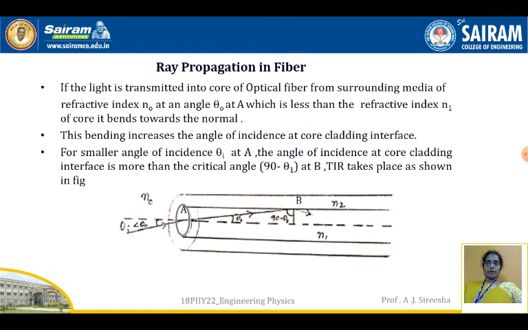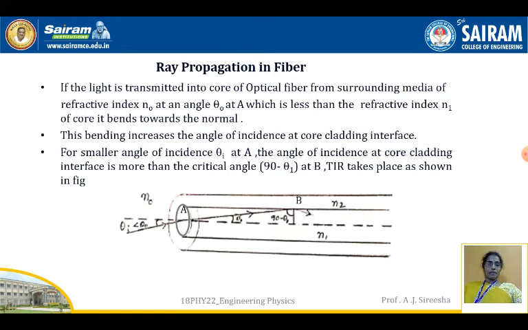So what is happening here? If theta I is small, theta 1 will be small. When theta 1 is small, 90 minus theta 1 will be more. See, this bending increases the angle of incidence at the core and cladding interface. B is a point on the core and cladding interface. Interface is the separation between the two media. For a smaller angle of incidence theta I at A, the angle of incidence at the core and cladding interface is more than the critical angle, 90 minus theta 1, at point B. Therefore, total internal reflection is taking place.